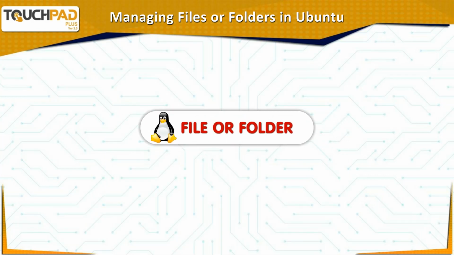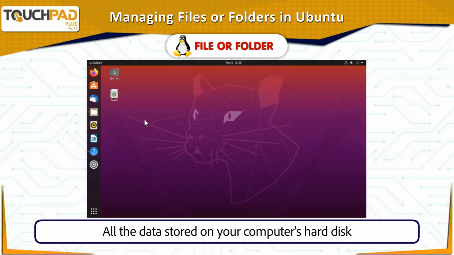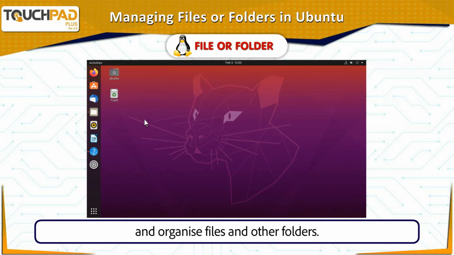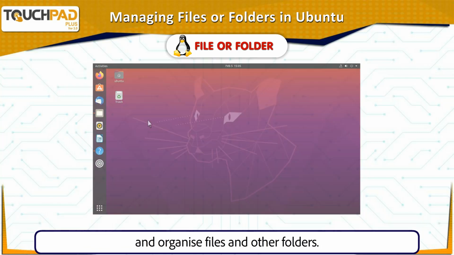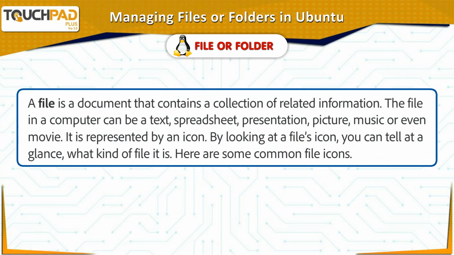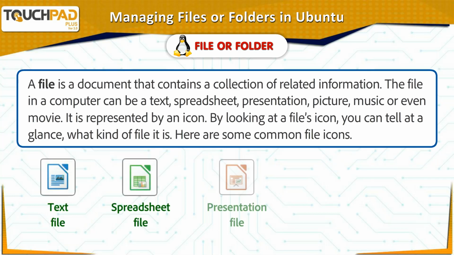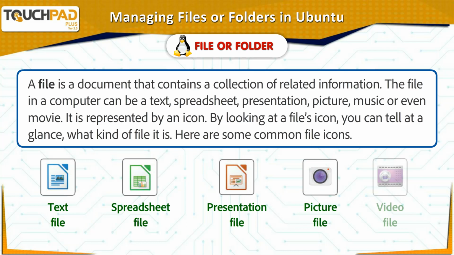File or folder. All the data stored on your computer's hard disk consists of files and folders. Files are used to store data and folders are used to store and organize files and other folders. A file is a document that contains a collection of related information. The file in a computer can be a text, spreadsheet, presentation, picture, music, or even movie.